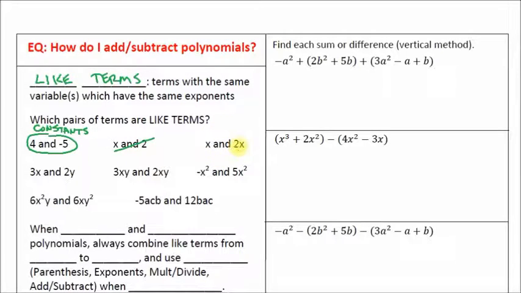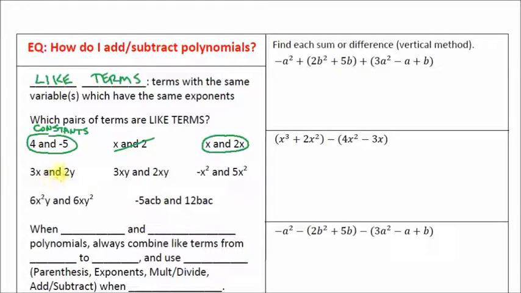How about x and 2x? Well, these have the same variable, and class, take a look, it's the same exponent. The exponent on x is just 1. This is x to the first power. We don't have to write the 1 there because x to the first power is just x. And this is 2 times x to the first power. Those are both the same variable. It doesn't matter that one of them has a coefficient because technically they both have a coefficient. This is just 1x and this is 2x. x plus 2x is 3x. x minus 2x is -x. So these can be added or subtracted because they are like terms.